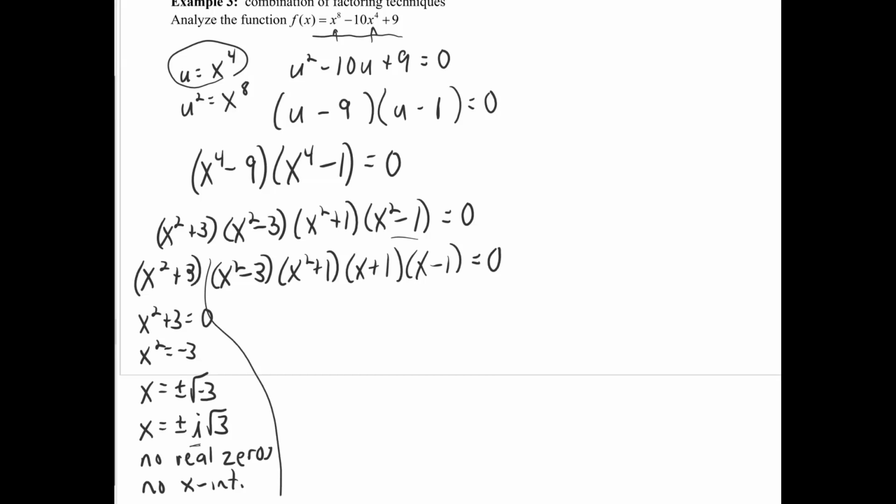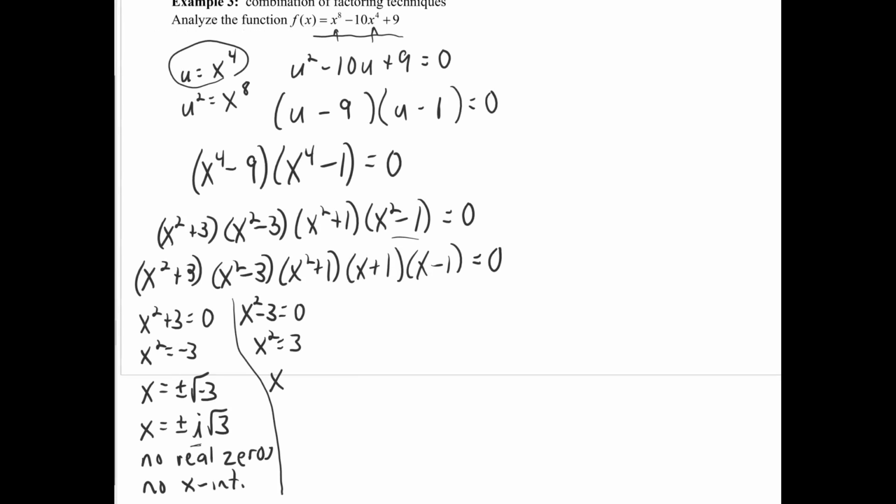Let's look at the next factor. Let's look at x squared minus 3. Well, in this one, we'd say x squared minus 3 equals 0. So therefore, x squared equals positive 3, and x equals plus or minus the square root of positive 3. And those are real numbers. Those are actually going to be x-intercepts. So that's part of it, and these have a multiplicity of 1. There's two x-intercepts there with a multiplicity of 1.